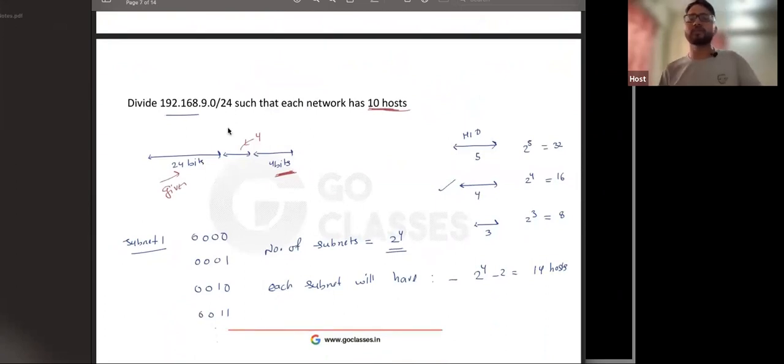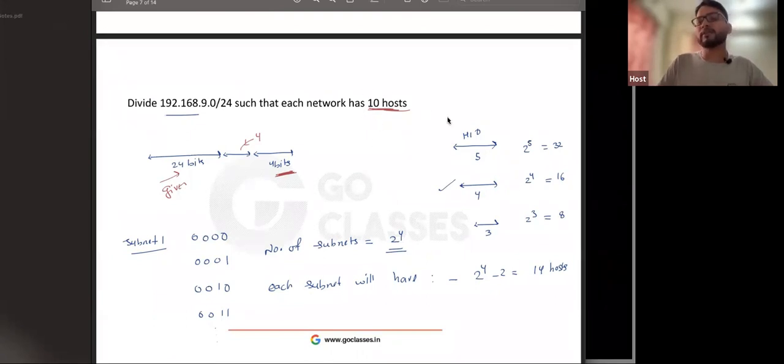And suppose they ask me to divide into 10 hosts. So 10 hosts means how many bits you need to borrow. If you borrow 3 bits, then it will be just 8 hosts. If you borrow 4 bits, then there will be 16 hosts, right? So that's why you have to borrow 4 bits. Okay, they want 10 hosts.